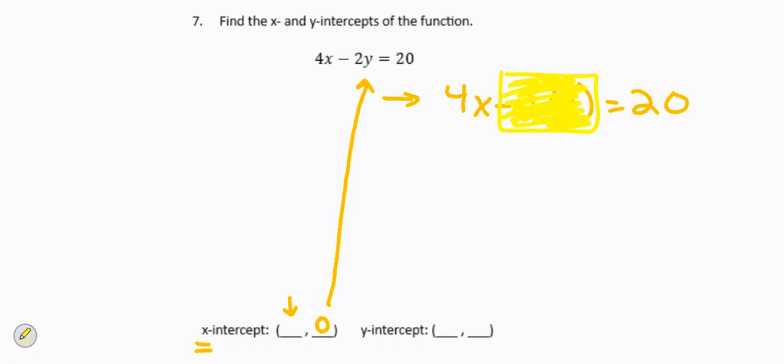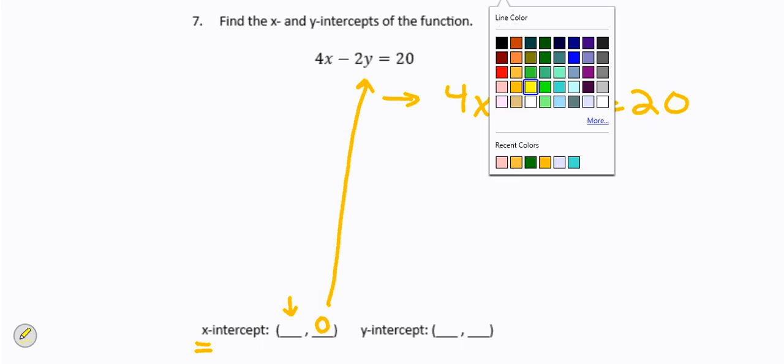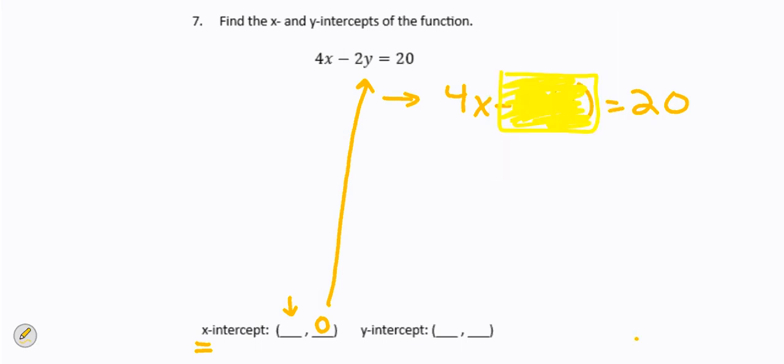All right? So that's why we do the cover-up method. I'm pretty sure, once again, I don't know where we're at in the year since I'm filming in the summer, but we just will have 4x equals 20, and then we're just going to solve a one-step equation, x equals 5, so we put our number there.